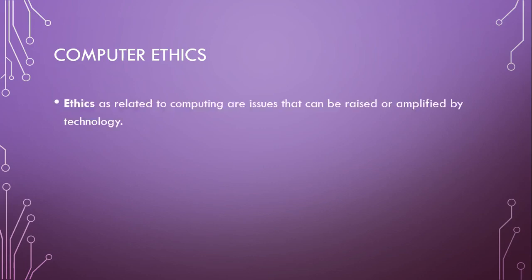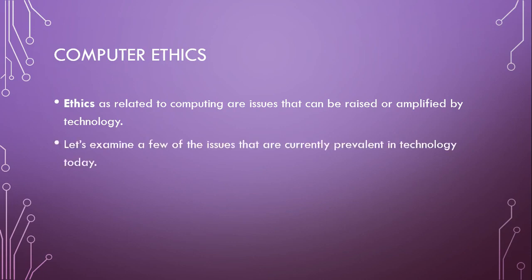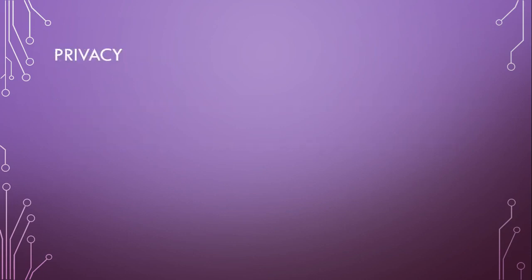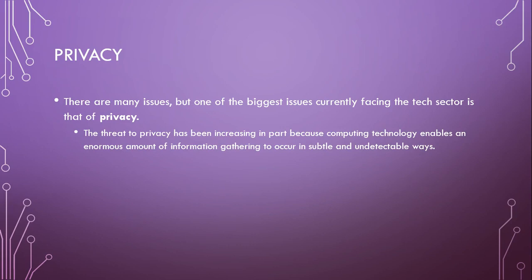So, ethics, when we're talking about computing, are issues that can either be raised or amplified by technology. Now, we're not going to go through every single issue out there because there's a lot of them, but we're going to talk about some of the more common ones that are prevalent today. One of the very first ones to discuss is privacy. It is probably one of the bigger issues out there right now in regards to some of the different things going on in the tech sector.